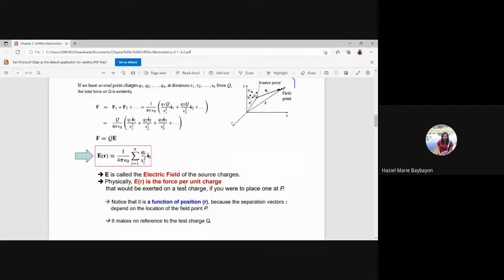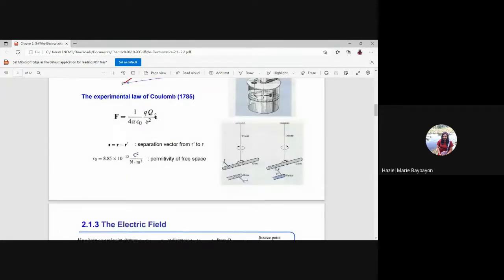Now, the electric field. So what is the electric field? Again, the force F is repulsive if q and Q have the same sign, so if both are positively charged or both are negatively charged. And they are attractive if q and Q have opposite signs.